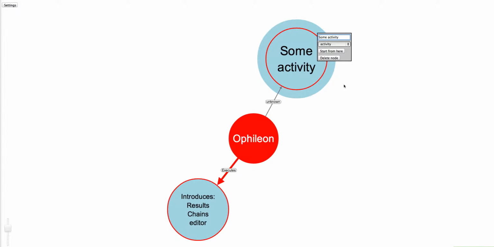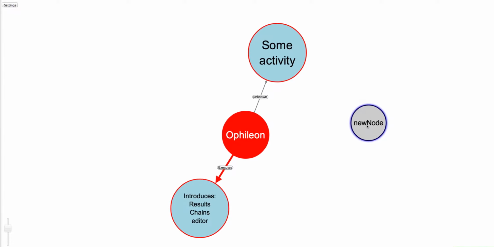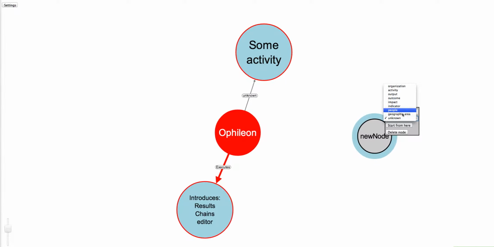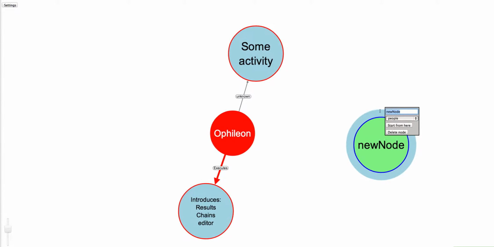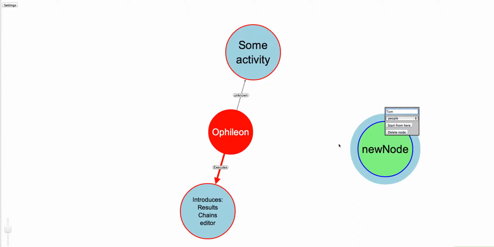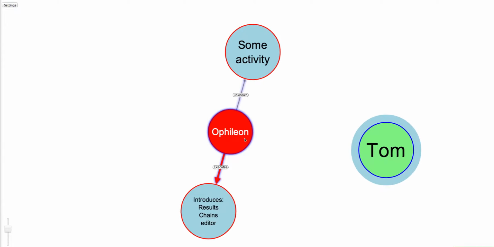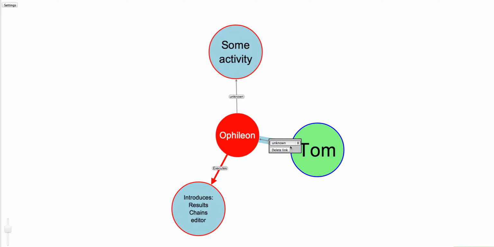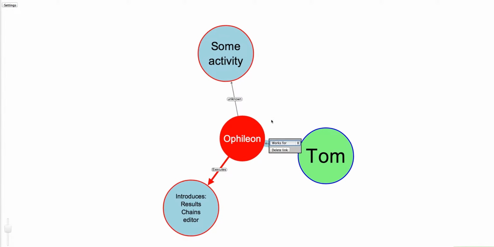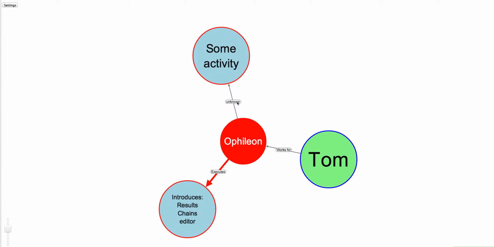So I can have that. I can also create nodes in the empty space, and for instance I can say, okay, this is a person, which is called Tom, and I can link them, and I can set the type of the link as a "works for" link. I forgot this one, this has to be "executes". So this is a very simple results chain, and even with other relations in it.